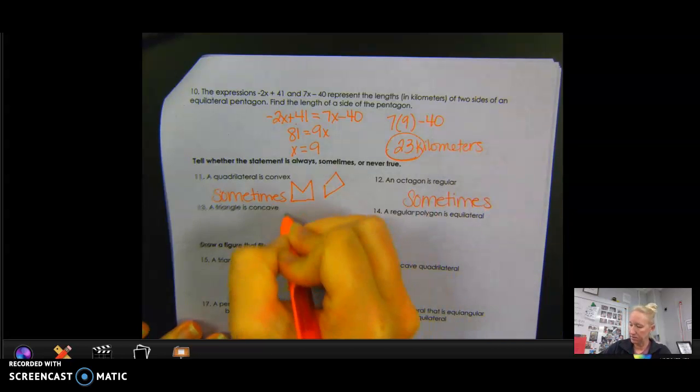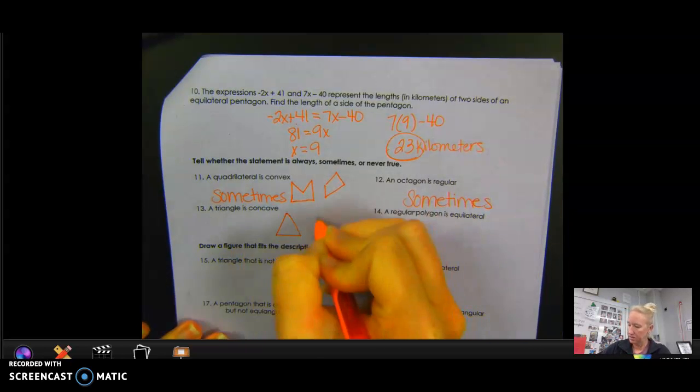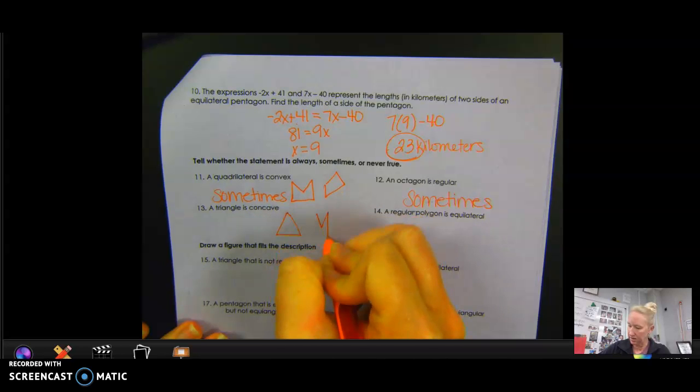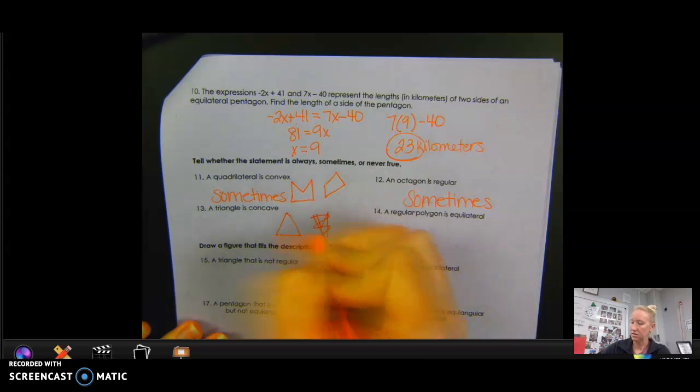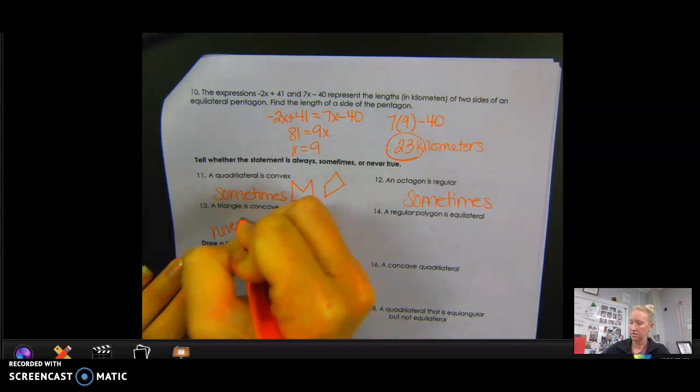A triangle is concave. So here's a triangle. Is there a way to make that triangle go out? No, because I would have to have one more side. So that would be never.